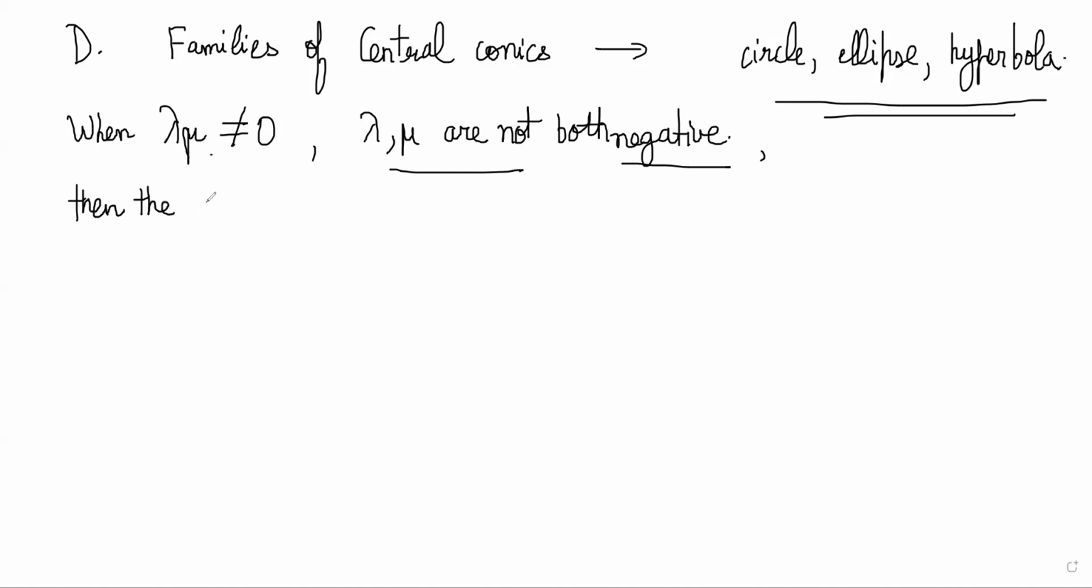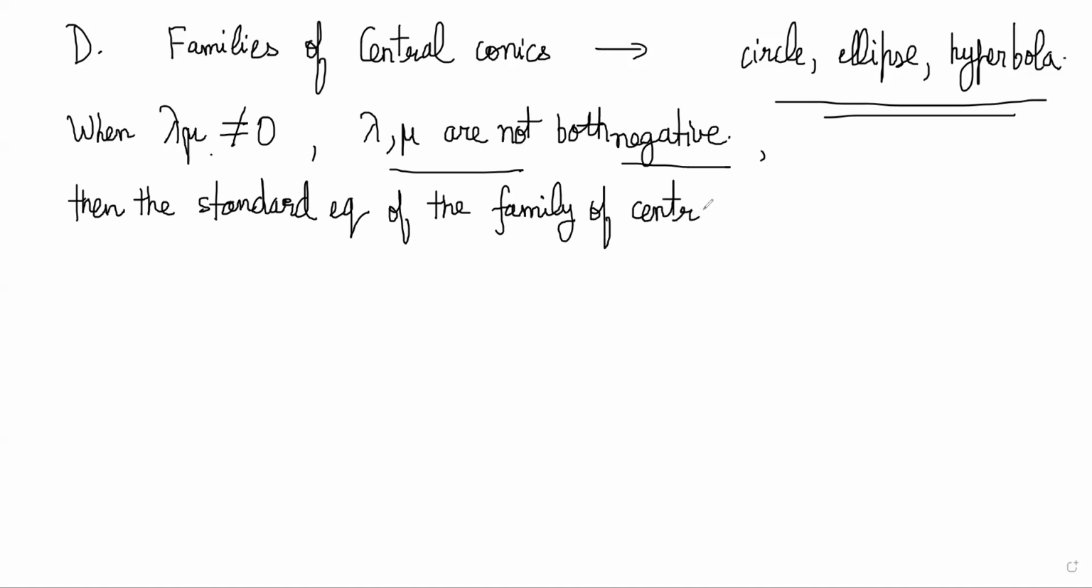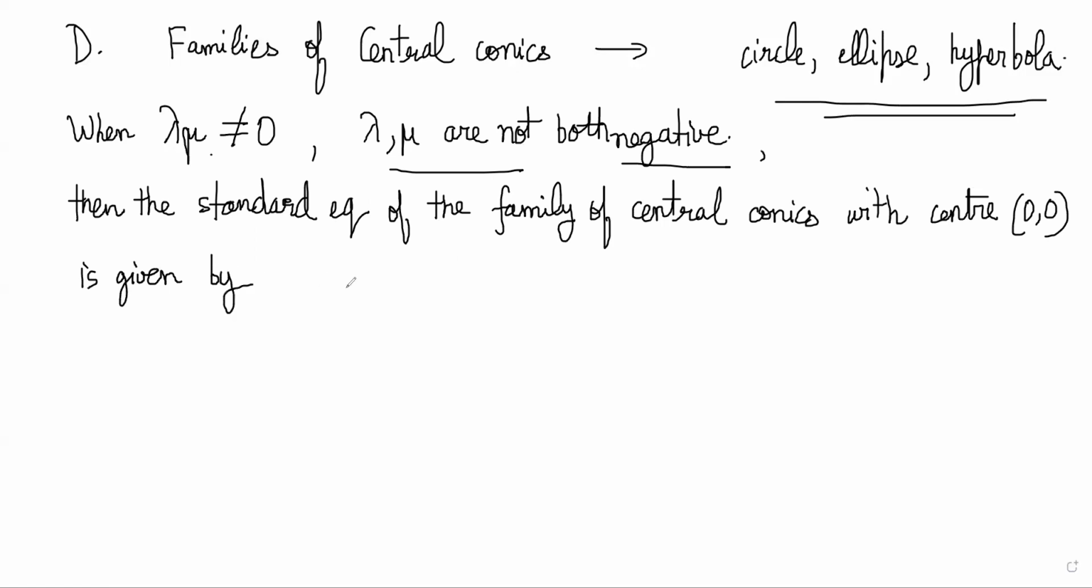the standard equation of the family of central conics with center actually at 0 comma 0 is given by this equation: x square by lambda plus y square by mu equal to 1. So that is why we had to have these conditions here, right?